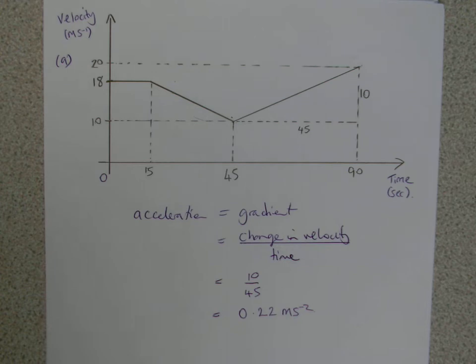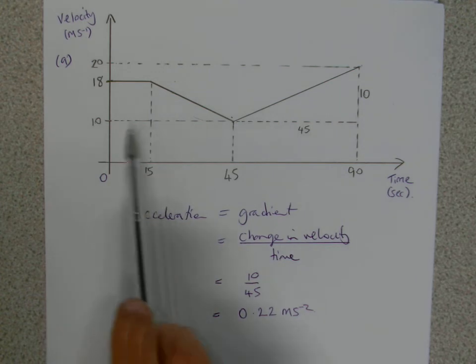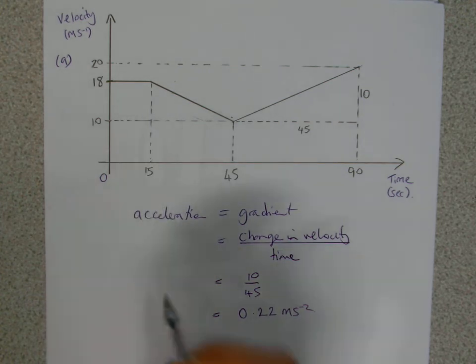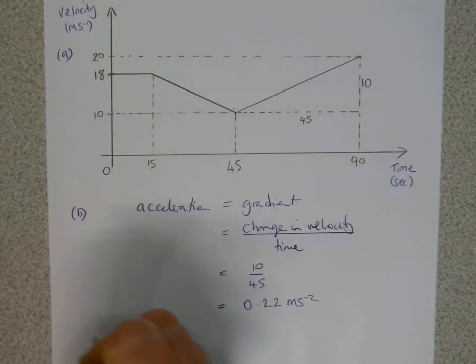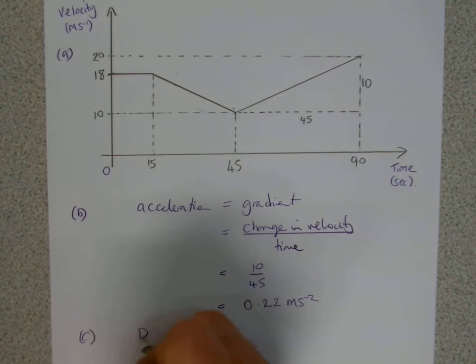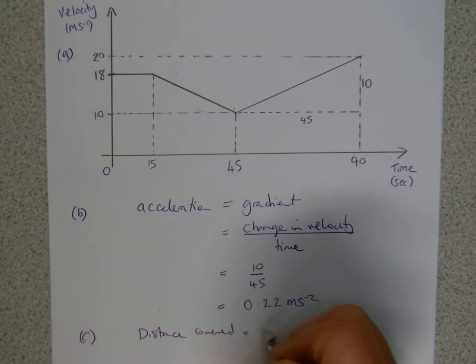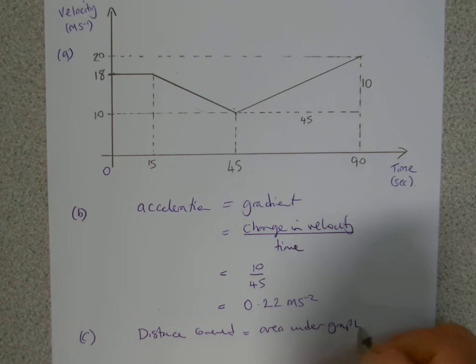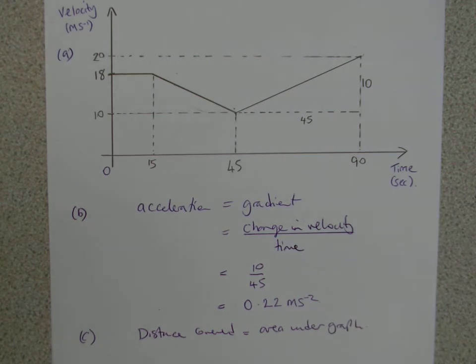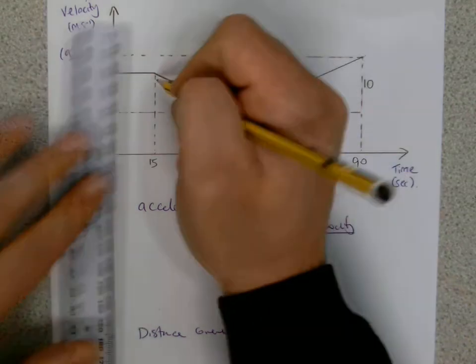Part B then says find the distance from A to B. So to get the distance from A to B, if you remember, we need to work out the area. So the distance covered is the area under the graph, right? Now, it's up to you how you'd want to go about this. I would be tempted to split these into, say, three shapes, right? So I've got this shape here.